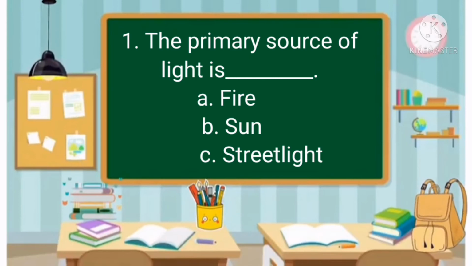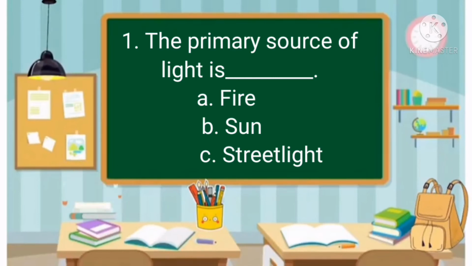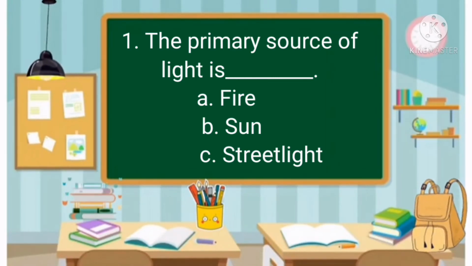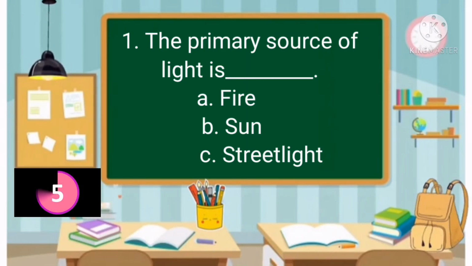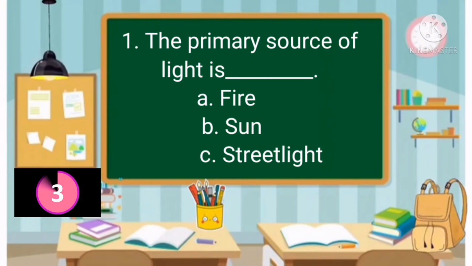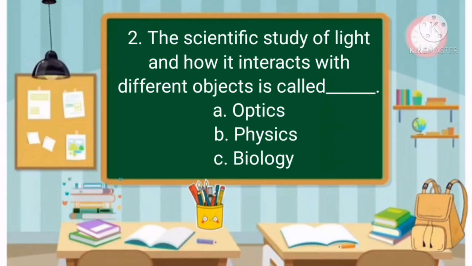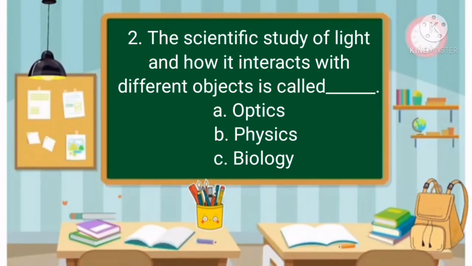Number 1. The primary source of light is blank. A. Fire. B. Sun. C. Street light. Number 2. The scientific study of light and how it interacts with different objects is called A. Optics, B. Physics, C. Biology.